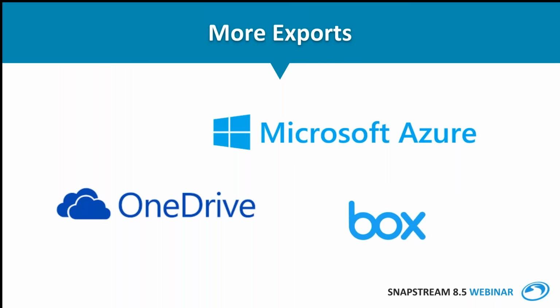So as always, we quickly respond to requests for more exports, and SnapStream 8.5 is no different. Some of you asked for Azure, OneDrive, and Box support, so we added them. And I want to take this point to remind you that if we haven't added an export option or any kind of integration that you need, then please let us know. At the end, I'll be giving you my email address so that you can connect with me directly.